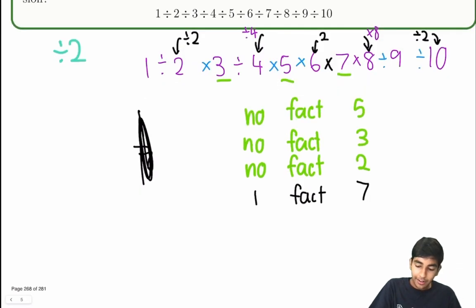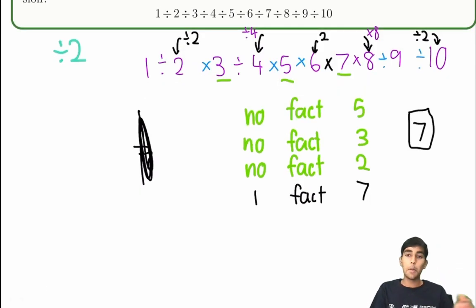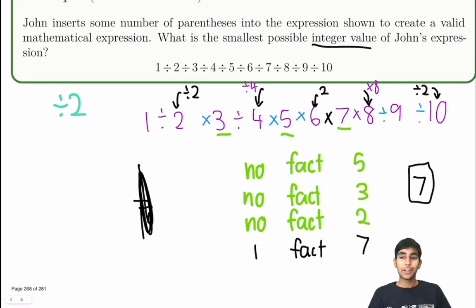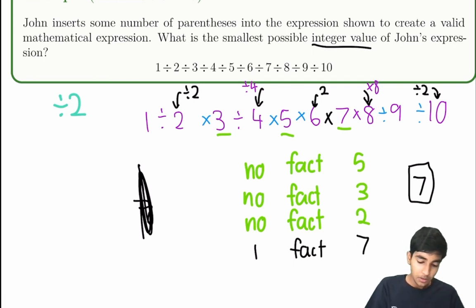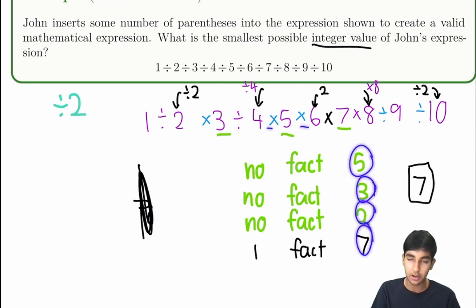So then what's our answer? It's just going to be 7. Remember, there are no other prime factors from 1 to 10. So our answer is just simply going to be 7. To review everything so far, basically what we had to do was place times and divide signs for each, and look at each of the prime factors separately.